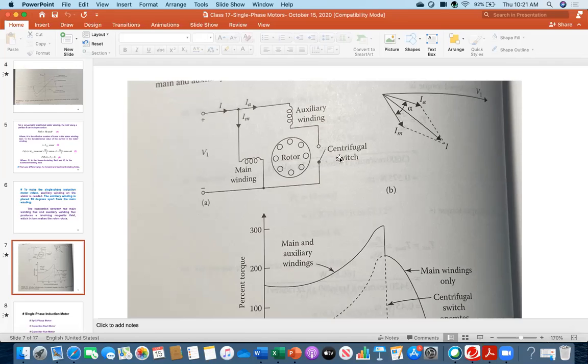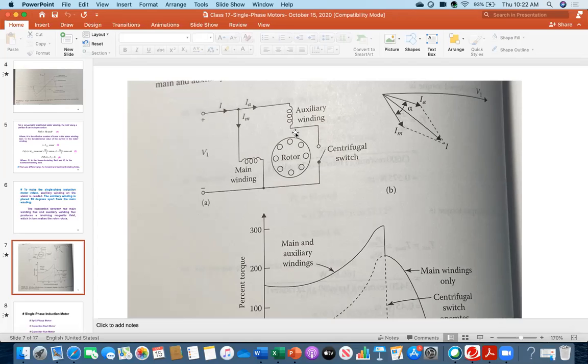And once the rotor attains 75% of the synchronous speed, then this switch will be open. Meaning that you don't need the auxiliary winding, just the main winding is enough. The thing is, why do we need the auxiliary winding? Because initially the starting torque is zero. So the rotor shaft, the shaft is not shown here, but you keep in mind that there is the shaft. Initially the shaft is not rotating because the starting torque is zero. You have to kick it off at the beginning. That's why the auxiliary winding is needed.